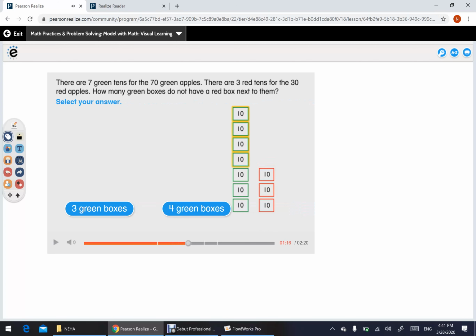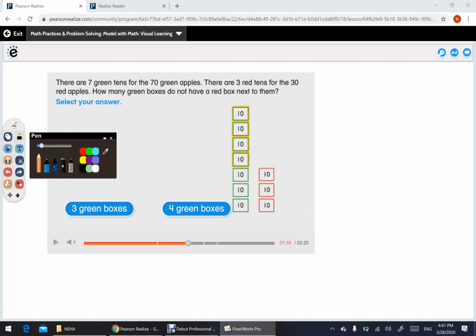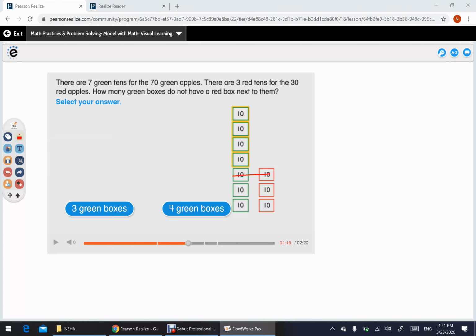Select your answer. So now here, this is just what we did in our last example, right? When you have to compare, you have to find the places which are empty, right? So you can just count the boxes. You can count the green boxes that do not have a red box next to them, or what you can do is just remove the partners, the one red, one green. Okay, now how many are left? 1, 2, 3, and 4. So what will be our answer? 3 green boxes or 4 green boxes?